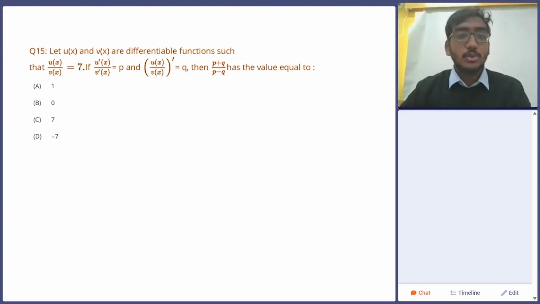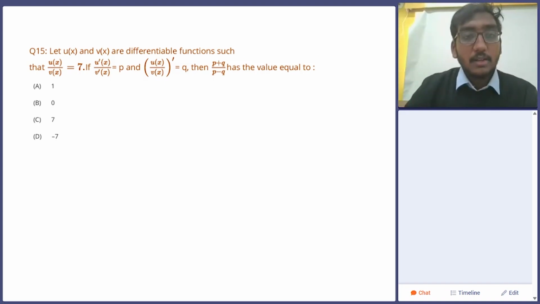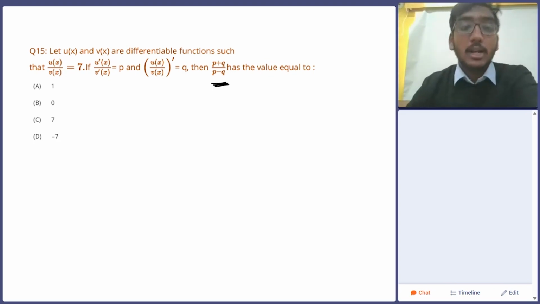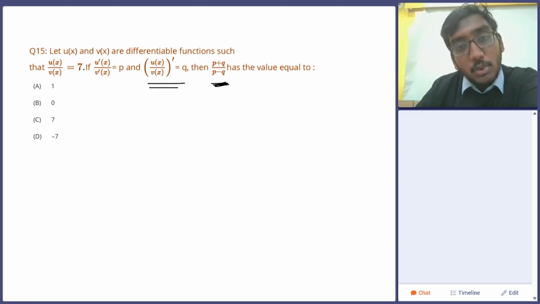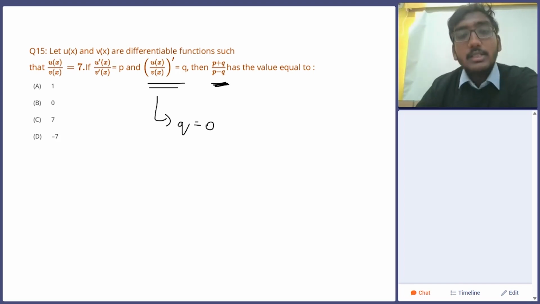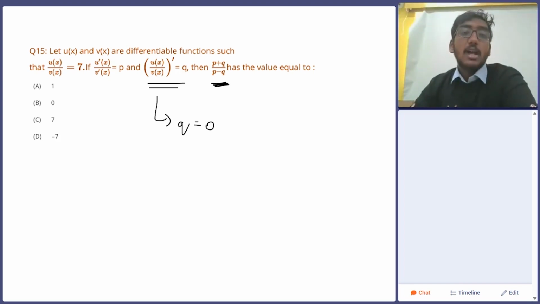This question is also simple because they have given u of x and v of x are differentiable functions. They are asking the value of p plus q by p minus q, right? See, first q is given to be u x by v x whole dash, right? What is the ratio of u x by v x? That is 7. So that is a constant actually. When you differentiate a constant, it will be what? 0. That means q is actually 0. It's actually the derivative of u x by v x, and u x by v x is what? 7. So derivative of any constant is 0.